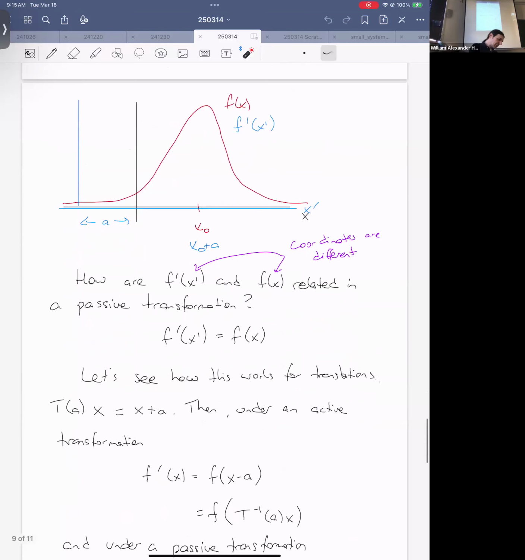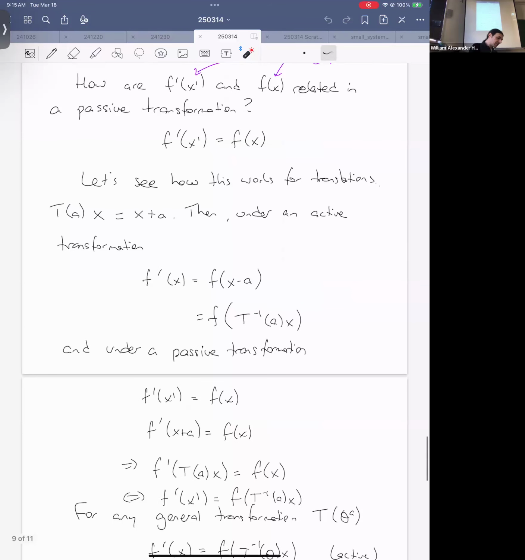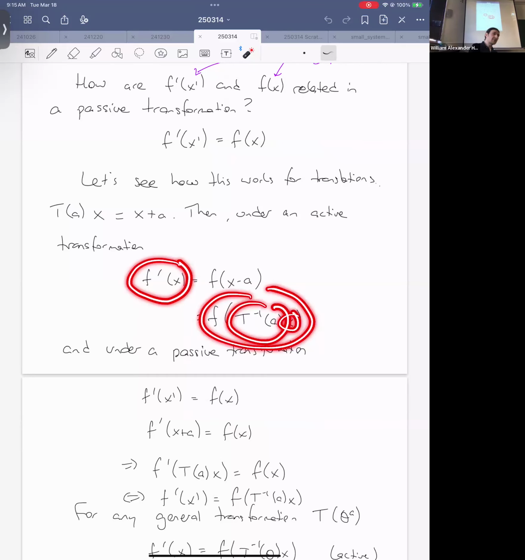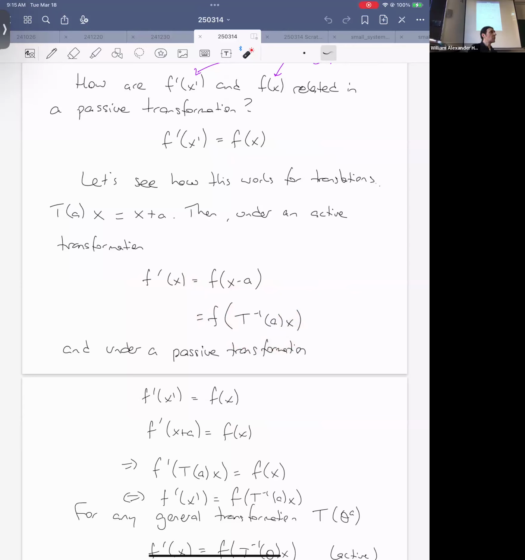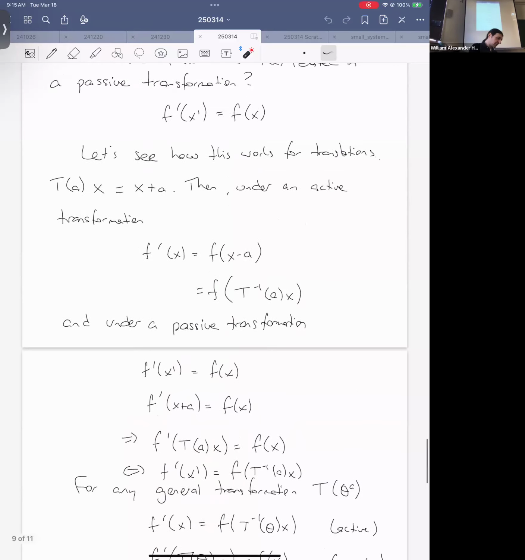Okay, and so in terms of the translations, what this is saying is that f prime of x is f evaluated at the inverse transformation acting on the coordinates. And you saw this in your homework with the rotations. Good. And so we could say in general that our f prime of x for some general transformation T of theta a is f of T inverse theta x. All right, super.